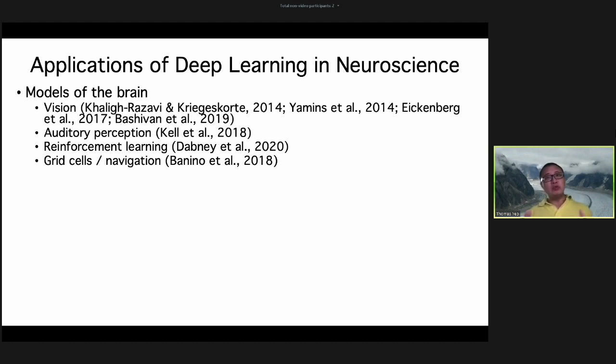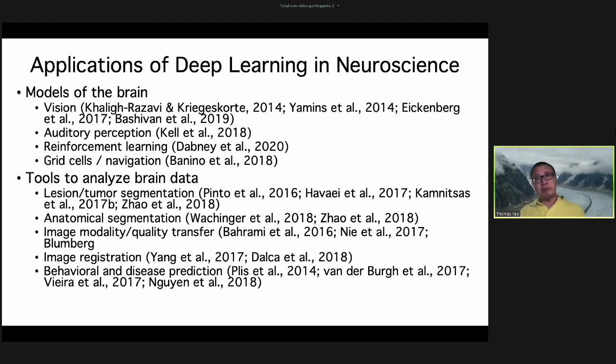Indeed, deep neural networks have provided rich insights into the mechanisms of many different brain functions, such as vision, auditory perception, reinforcement learning, navigation, task performance, and so on. The second type of application is using deep learning as a tool to analyze brain data. Examples include lesion and tumor segmentation, image modality transfer, image restoration, and behavioral and disease prediction.